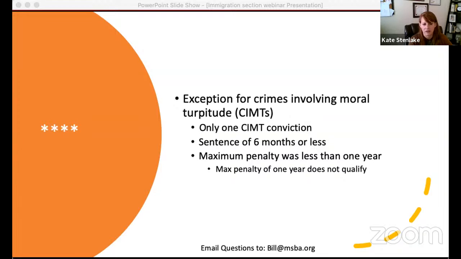But if you have a client who has one CIMT, but it's a misdemeanor and the maximum penalty was only 6 months or 8 months or 9 months, I think it's usually 6 months or a year, but if the maximum penalty is less than a year and the client was only sentenced to less than 6 months, they are still technically eligible for cancellation of removal. We can go on to the next slide.